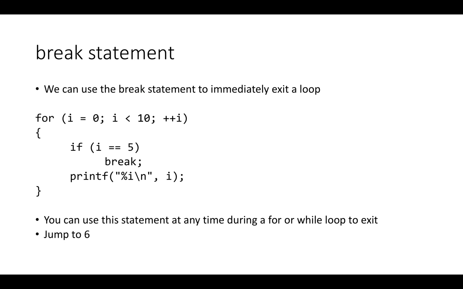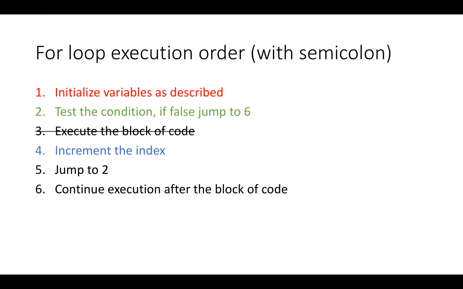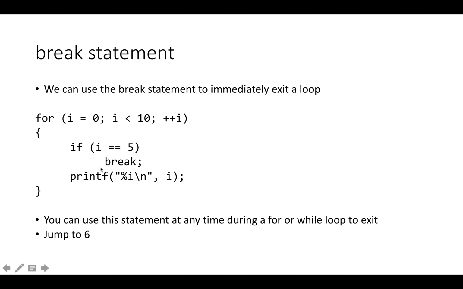Now we're going to talk about a couple of advanced statements that we can use inside a for loop. If at any time in the for loop we want to immediately stop executing the loop, we can say break. At any time in the loop, all we have to do is say break, and we will immediately jump to number 6, which is continue execution after the block of code. We can say break immediately, and our loop will just stop. We can use that for for loops and for while loops.